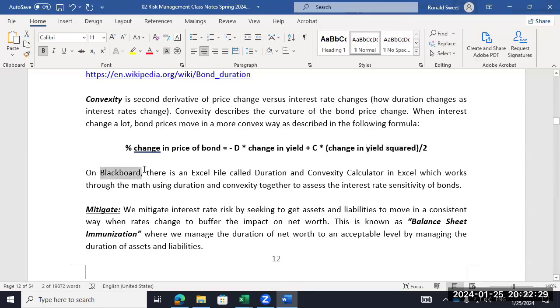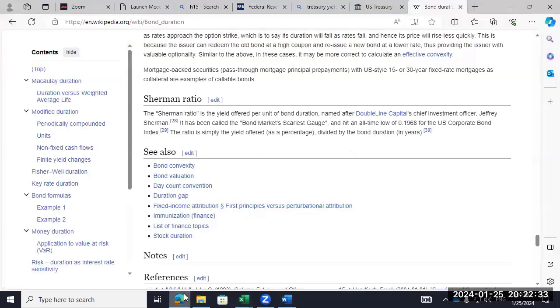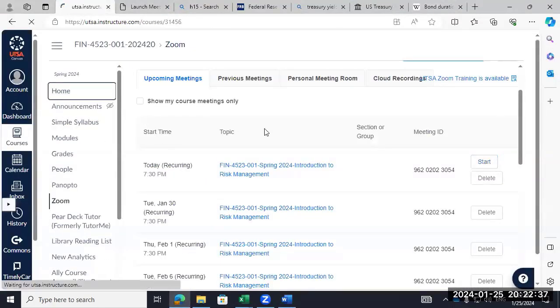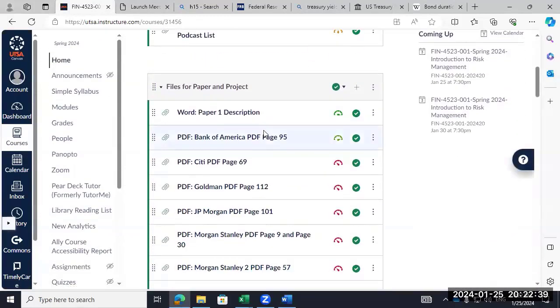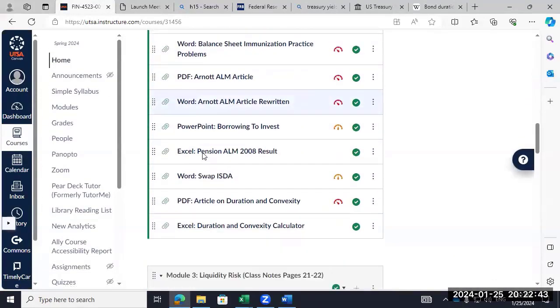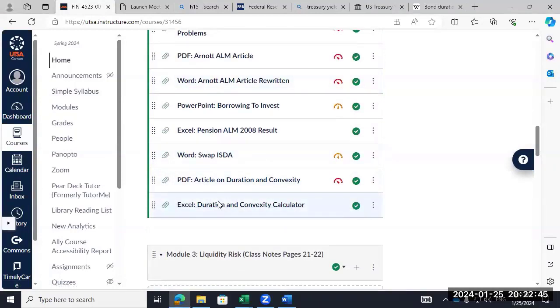I need to do a search on Blackboard. I do have a calculator out there. Down here, Excel duration calculator.